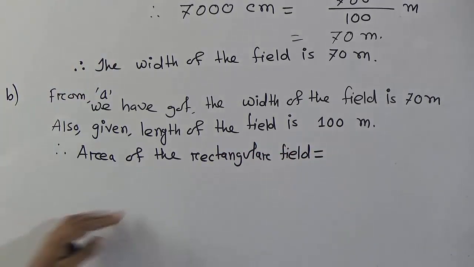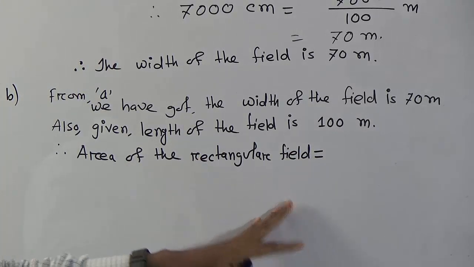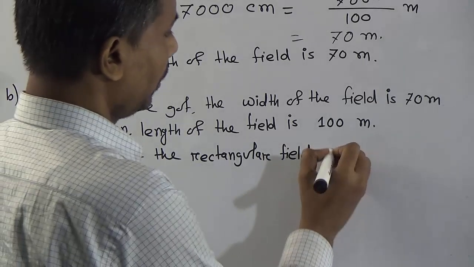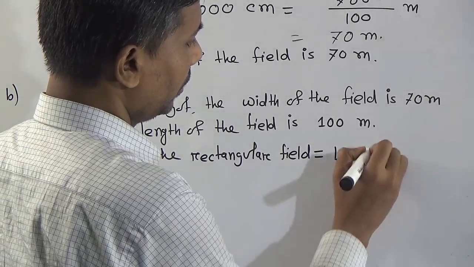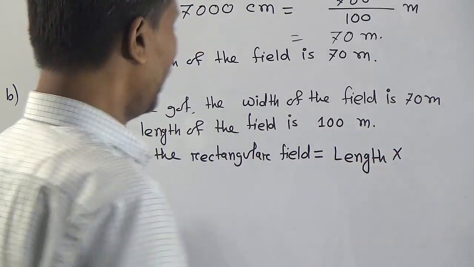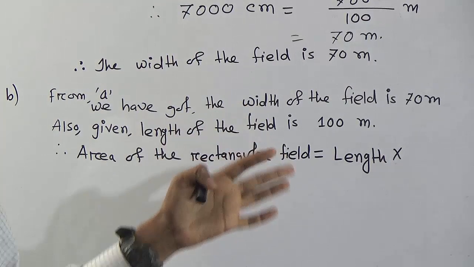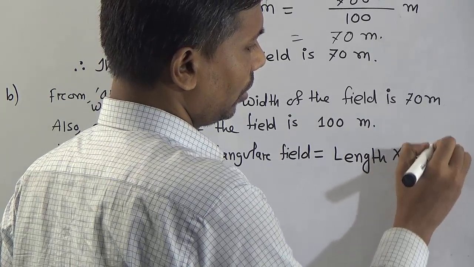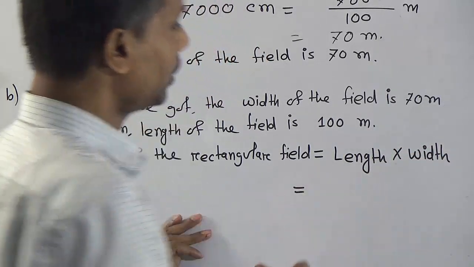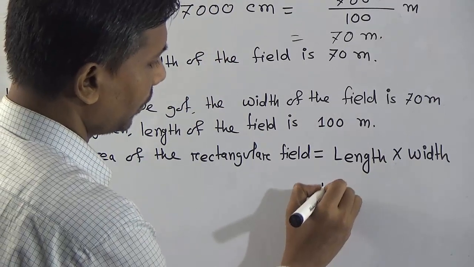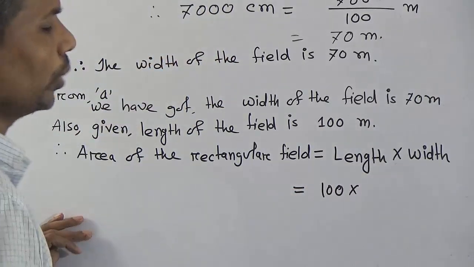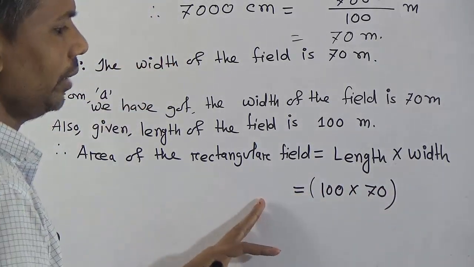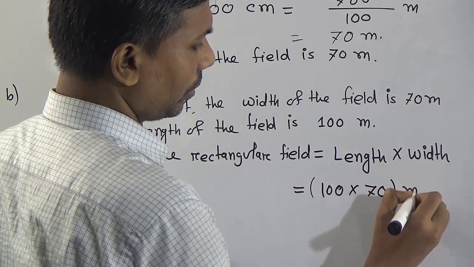We know area of a rectangle is what? Area equal to length into breadth. Therefore, area equals length into breadth, or width, same. Length into width. This equals length 100 and width 70, and the unit of area will be square meters.